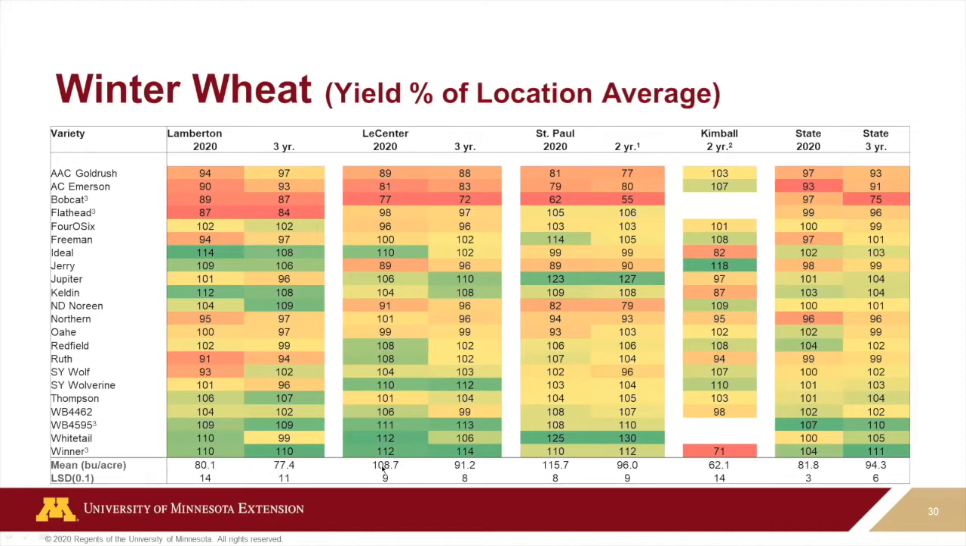Look at the winter wheat yields this past year in Lamberton. 100 plus bushels in the plot. St. Paul, 110. Kimball, the previous year, 62, which is a sandbox. Lamberton, 80 bushels. And you look at the best ones in there, and they do about 10, 15% more. And I'm not going to go through all the varieties. If you're interested in winter wheat production, we can go over what good choices are for your operation.